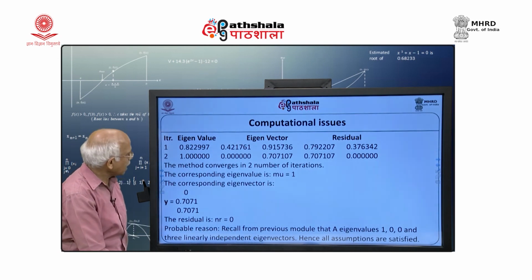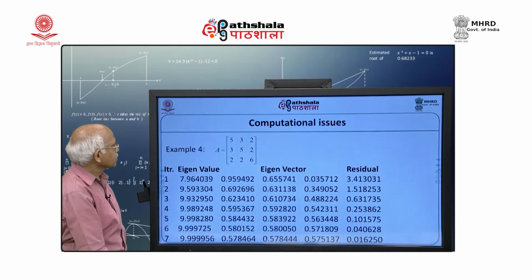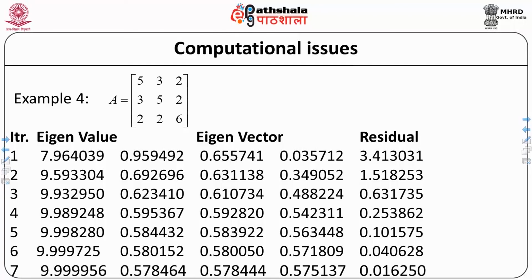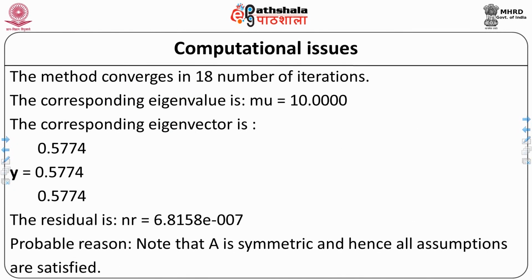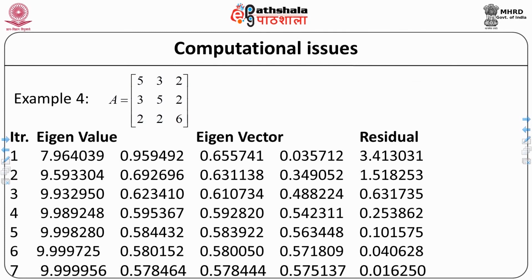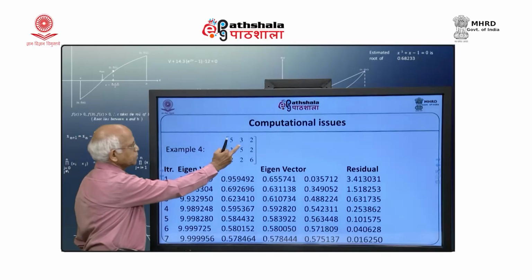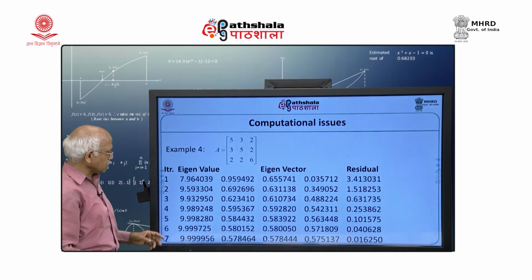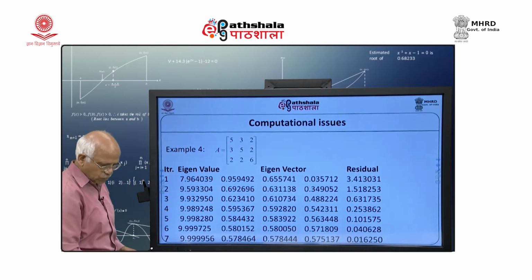Similarly, I am doing this for the inverse power method. This is example 4 for the power method, and again we are trying to get this matrix. The example number 4 is the matrix 5 3 2 that we are considering, and these are the iterations we are going through.